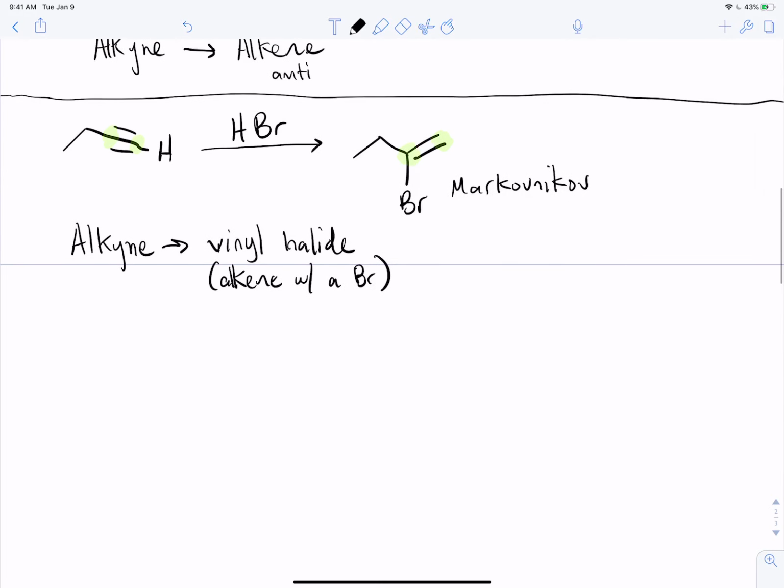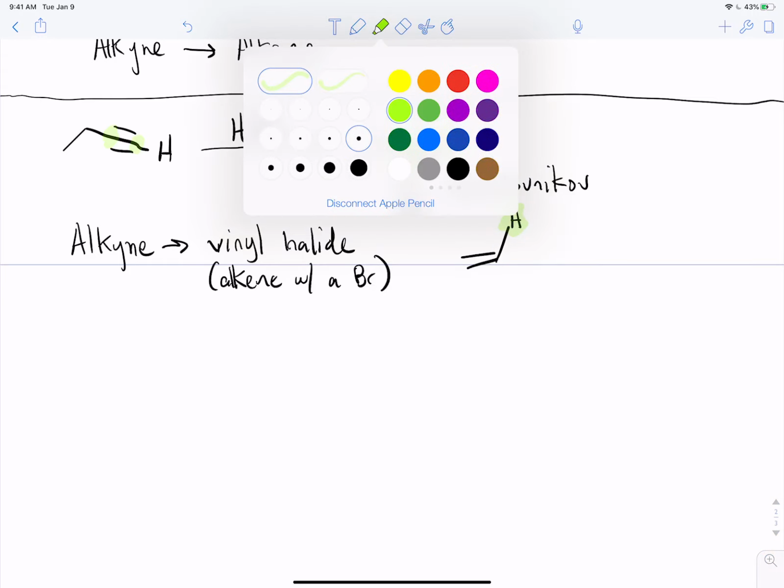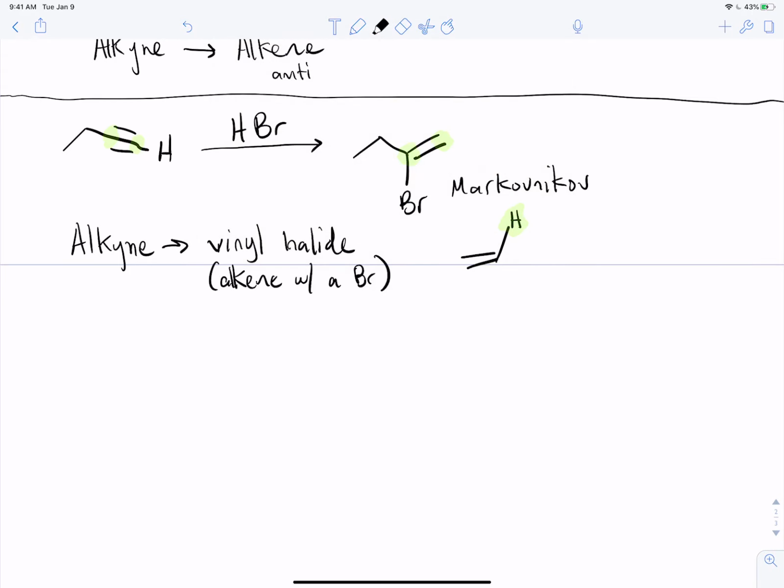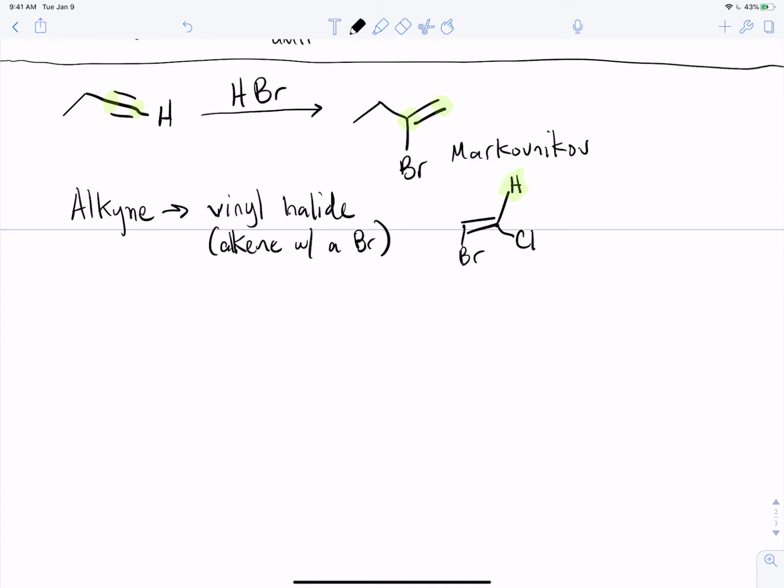Vinyl implies that you have a bond directly attached to the carbon atom that has a double bond to it. So this position for this hydrogen atom that I've just drawn, that's the vinyl position. So if I put something else on there, like a chlorine, now I've got a chlorine in the vinyl position, or a bromine like in the top. So that just means that it's attached directly to the double bond.